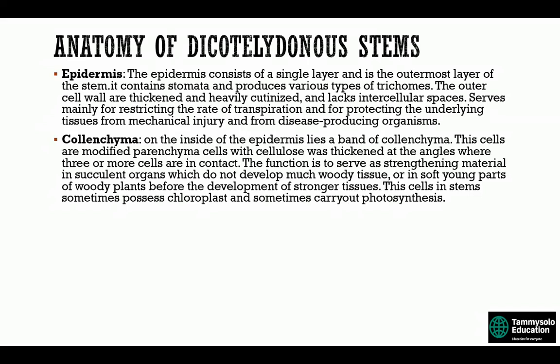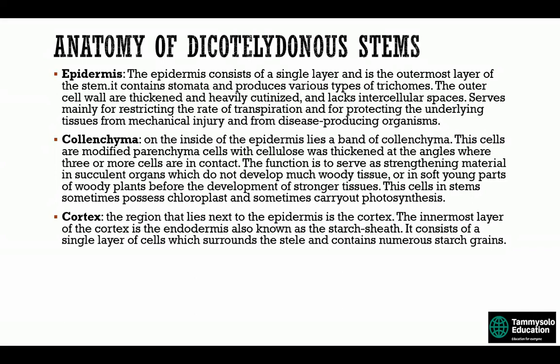So it is a strengthening material in succulent organs which do not develop much woody tissues, and in soft young parts of woody plants before the development of stronger tissues. These cells in stems sometimes possess chloroplasts and sometimes carry out photosynthesis. The cortex. The region that lies next to the epidermis, that means after the collenchyma band, is the cortex.